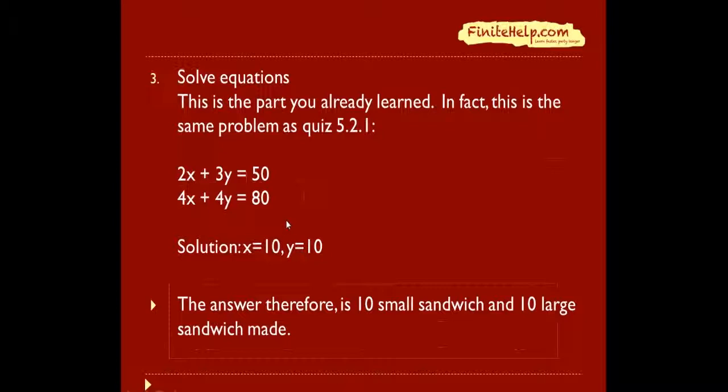So now that you have the equations, you just solve for them. In fact, this is actually the same problem as quiz 5.2.1. So you would just do what you did there, and you would have solved that x equals 10 and y equals 10. Since this is a word problem, we interpret our answer, which is that x is the number of small sandwiches made, and y is the number of large sandwiches made. Therefore, we need to make 10 small sandwiches and 10 large sandwiches to satisfy the conditions.